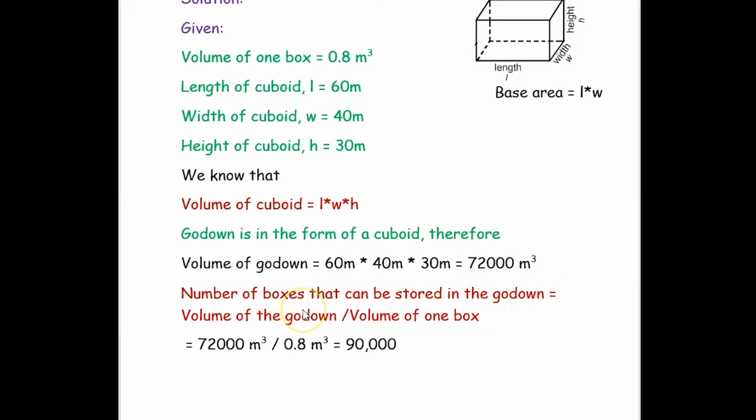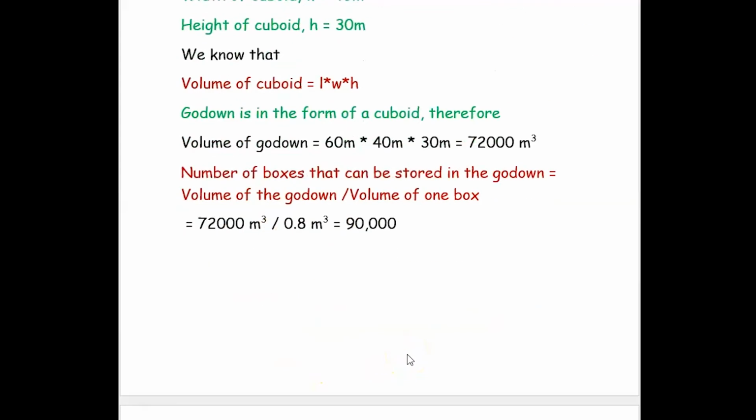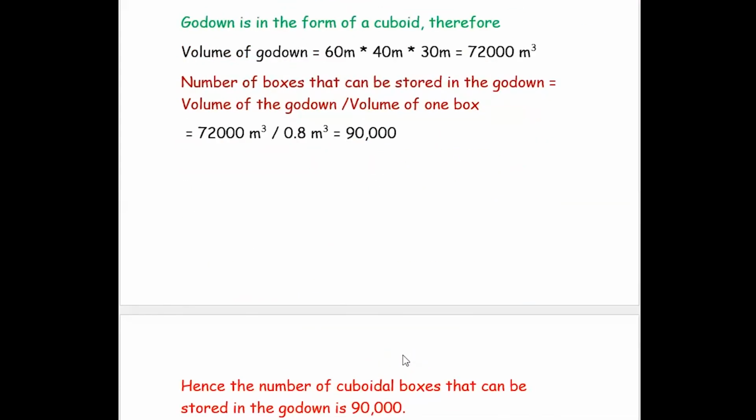Now we want to find how many boxes can be kept in that room if the volume of one box is 0.8 meter cube. The number of boxes that can be stored in the godown is equal to the total volume of the godown divided by the volume of one box. The total volume of the godown is 72,000 meter cube and the volume of one box is 0.8 meter cube. If you divide this, you will get 90,000. So 90,000 cuboidal boxes can be stored in that godown.